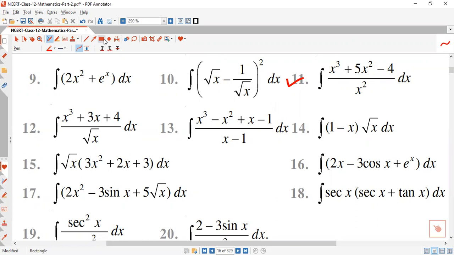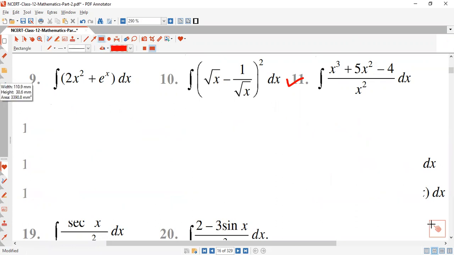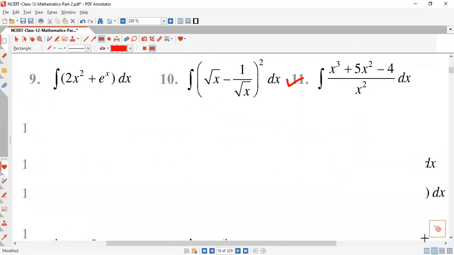See, what does question number 11 say? The numerator is x cube plus 5x square minus 4, and in the denominator we have x square. We have to do the integration. First of all, I would like to remove the denominator, so separate the terms of the numerator. So this integration becomes what?